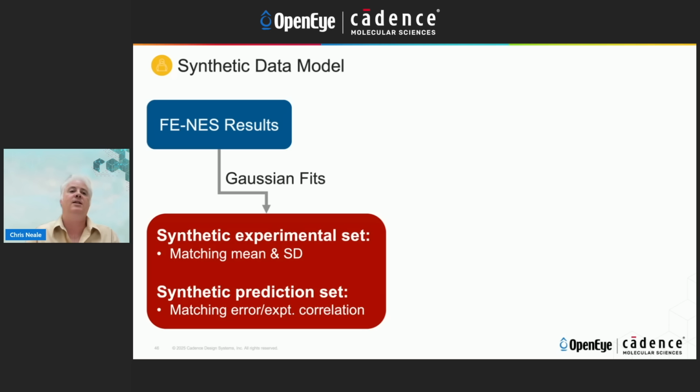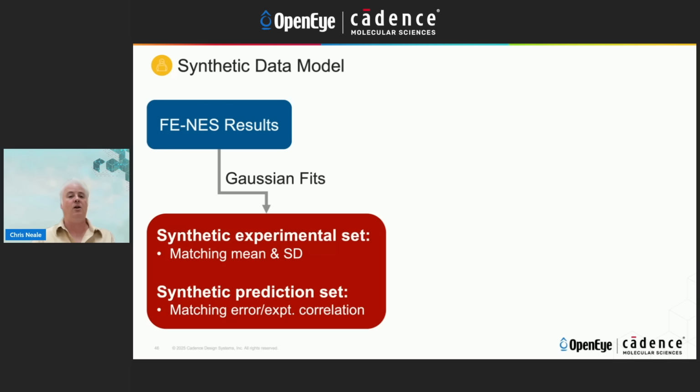And in order to assess that, I generated some synthetic data. That's because with our existing benchmark data, which has 10 to 50 ligands in each congeneric series, it's hard to address questions like, what if we ran 500 or 5,000 molecules through this prediction tool? So what I did was I took the real experimental values and the real predictions out of default FE-NES, and I used those to fit some synthetic data.